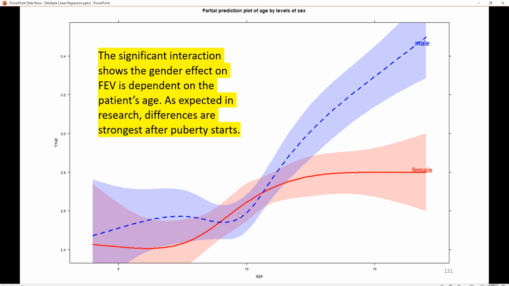But after they hit puberty, and maybe differences in height as well, then we're going to see different FEV levels for males and females. Age is on the x-axis, and our predicted FEV value, our outcome, is on the y-axis.